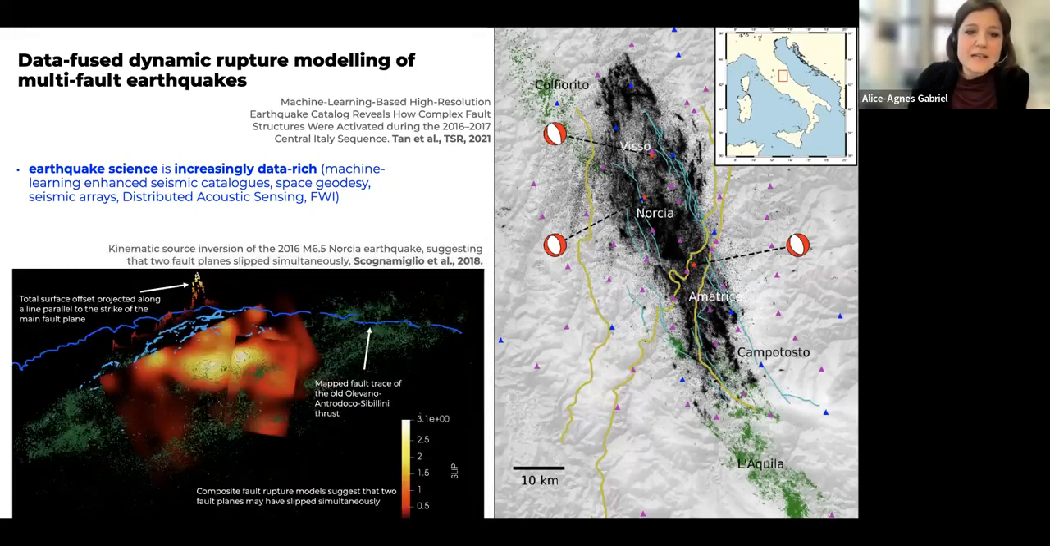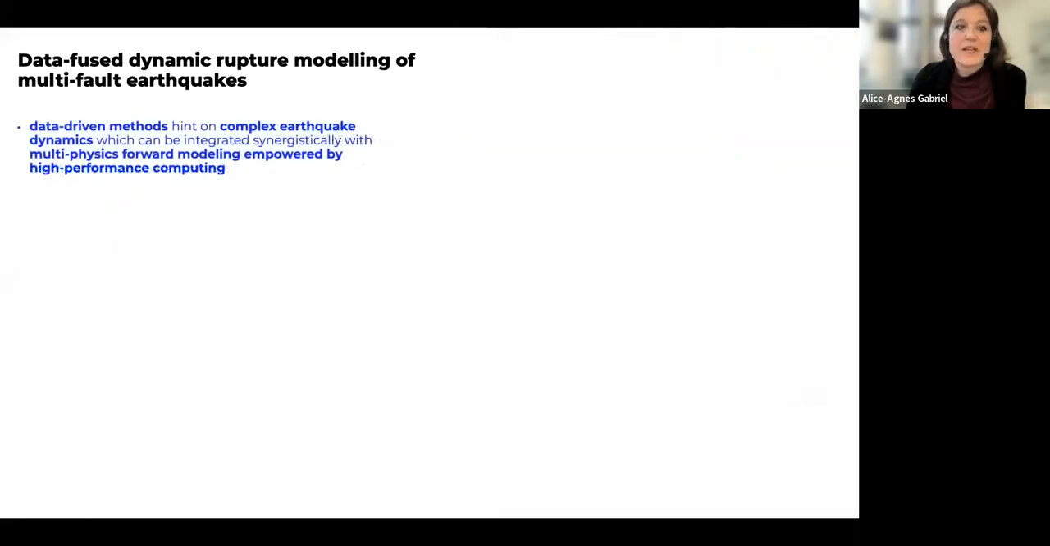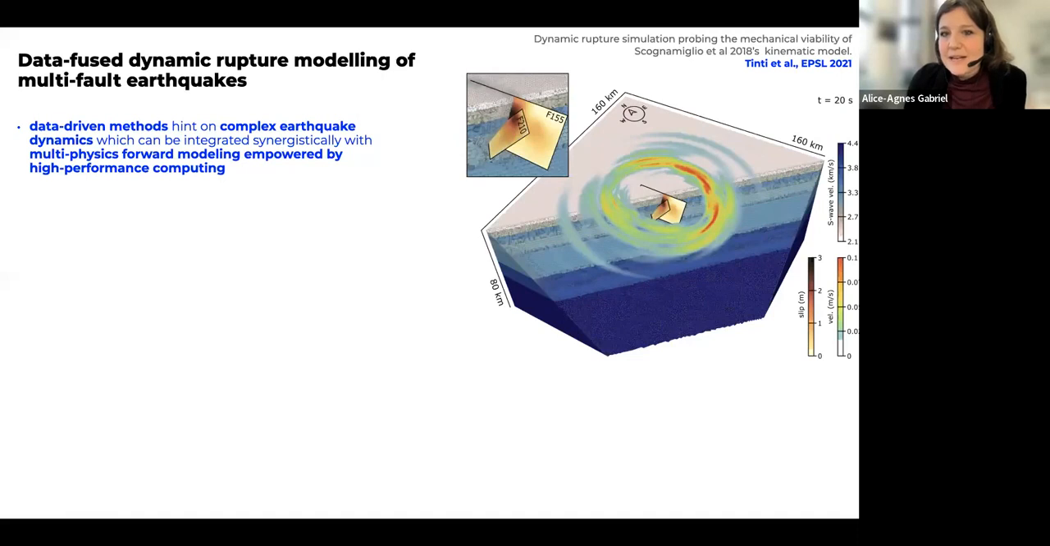And if you're looking at these data-driven approaches, we often see that we have complex multi-fault rupture characterizing moderate to large earthquakes. So this is an example you've seen before in the seminar series of inversion of the Nordsee earthquake, suggesting that there were two fault planes rupturing together. And we can use multiphysics forward modeling to synergistically integrate these data-driven methods that hint at these complex earthquake dynamics. One example is led by Elisa, and she talked about that in an earlier seminar, where we are using these dynamic rupture simulations to probe the mechanical viability of some of the data-driven proposed source models.